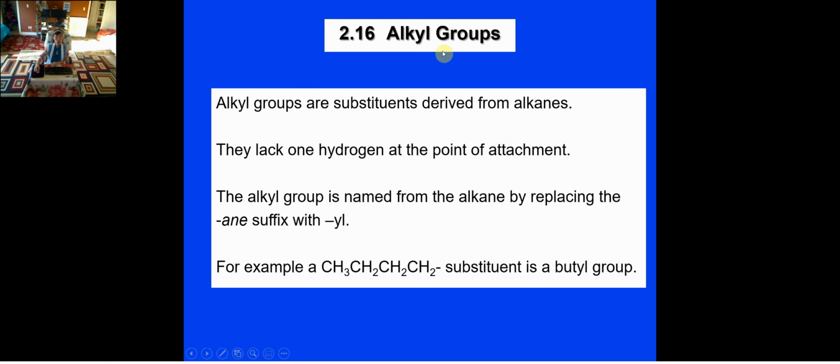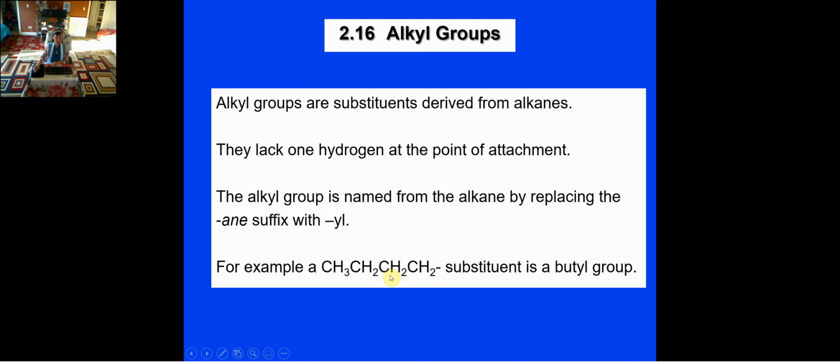For the alkyl groups, how do you name them? Again, the alkyl groups are substituents which are derived from your parent alkane. You simply name it from the alkane. So in this case, your alkyl group lacks one hydrogen at one point of attachment. The alkyl group again is named from the alkane by simply replacing the -ane with -yl. You have a suffix which will be -yl, using -yl to replace -ane.